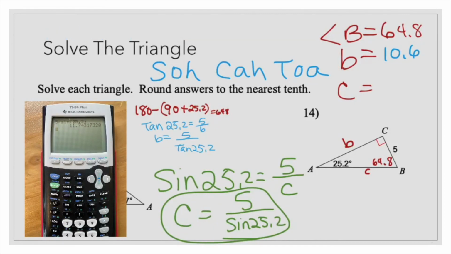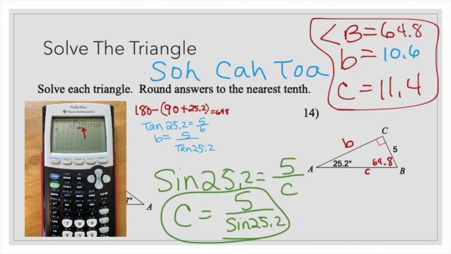I got 11.7. Notice how I typed it in my calculator. I used the sine button right here. And the 4 here keeps the 7 the same, so it's 11.4. We have solved the triangle. We have found all the missing angles and all the missing sides.